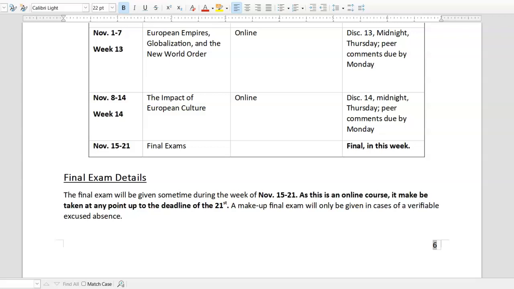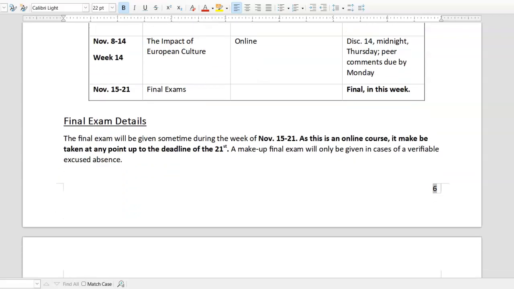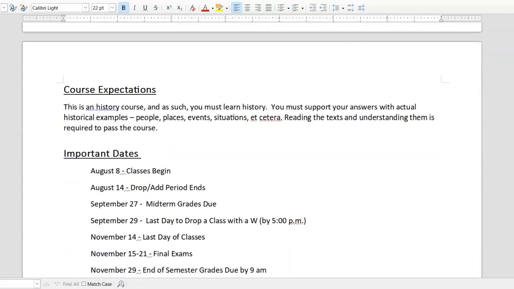I will make your final exam accessible to you. You may pick when you want to take it during that week. But again, as with the midterm, it will be timed. So you will only have so long to work on it.